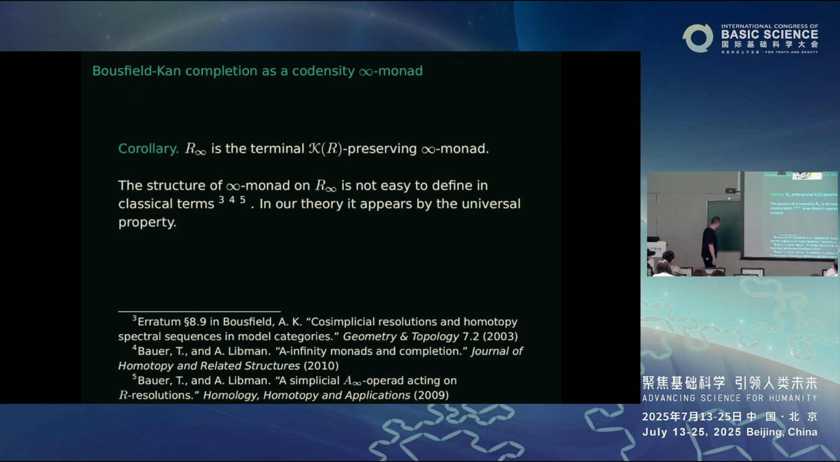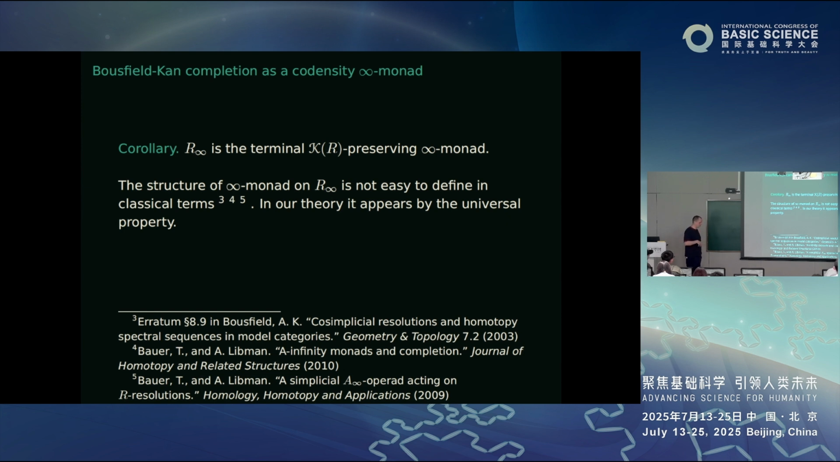Okay, and as a corollary, we obtain some other statements. For example, we obtain that this R infinity is the terminal functor in the category of infinity monads preserving these products of Eilenberg-MacLane spaces.